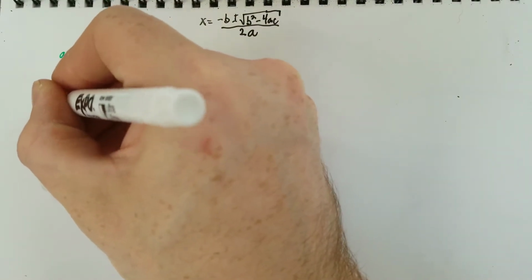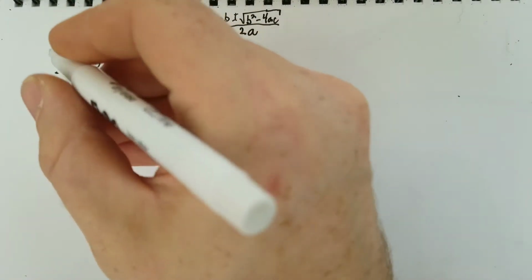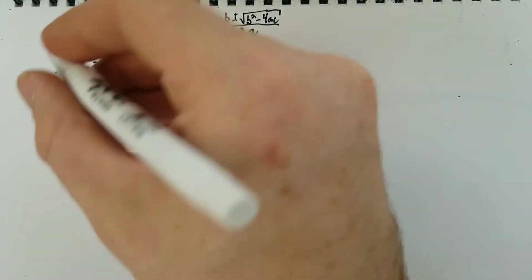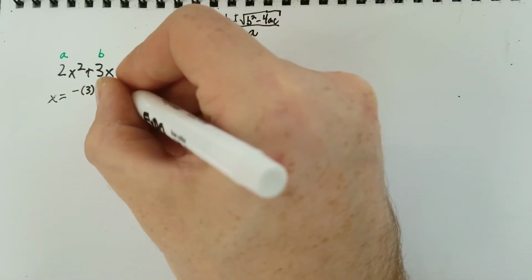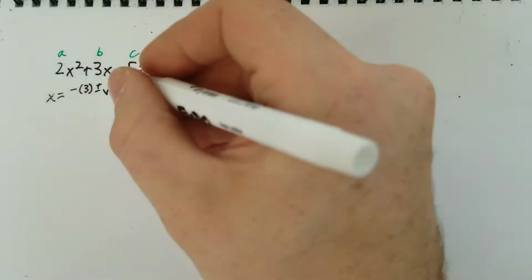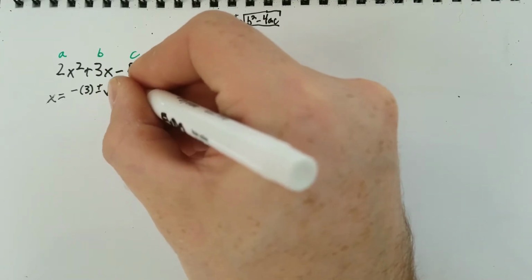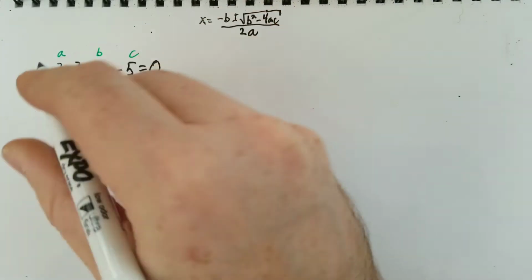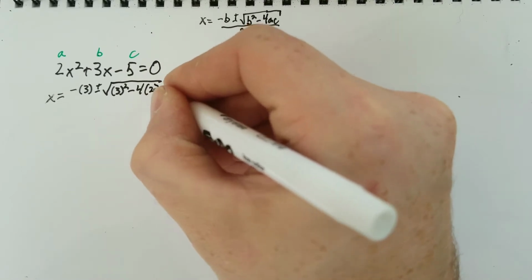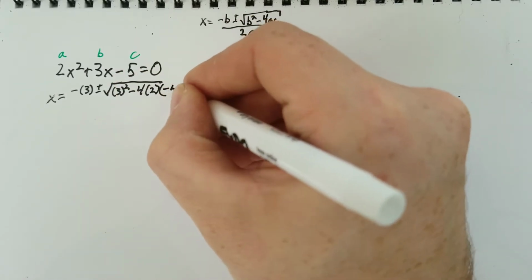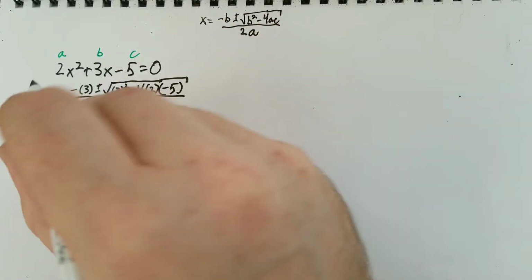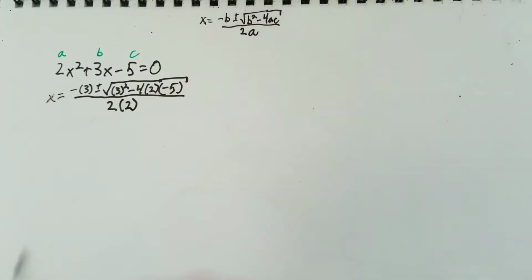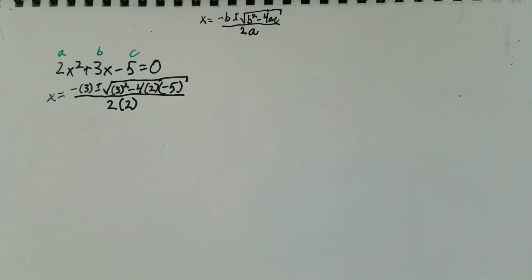x equals negative b, which is 3, plus or minus the square root of b squared, which is 3 squared, minus 4, a is 2, and our c is negative 5. All of this over 2 times a, which is 2. Okay, so at this point, all it is is algebra to solve it.